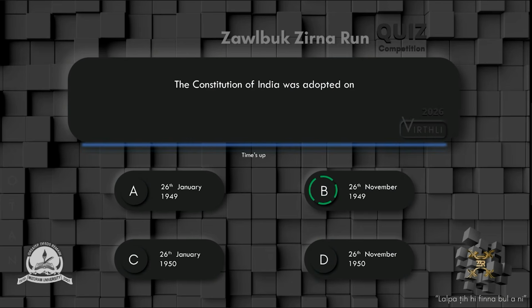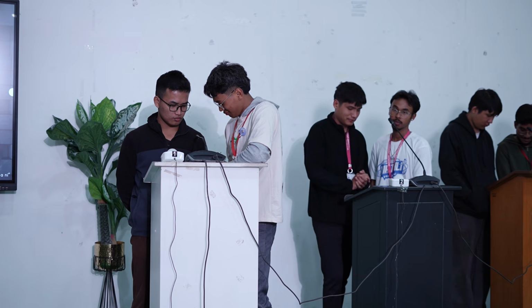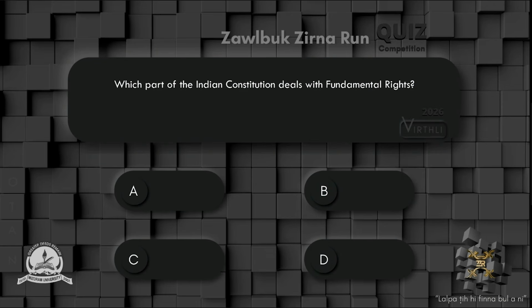Okay, their answer is option B, 26th November 1949. And yes, that's the correct answer. Right, moving on to table 2. This is your question. Which part of the Indian Constitution deals with fundamental rights? A, Part 1, B, Part 2, C, Part 3, and D, Part 4. Your time starts now.